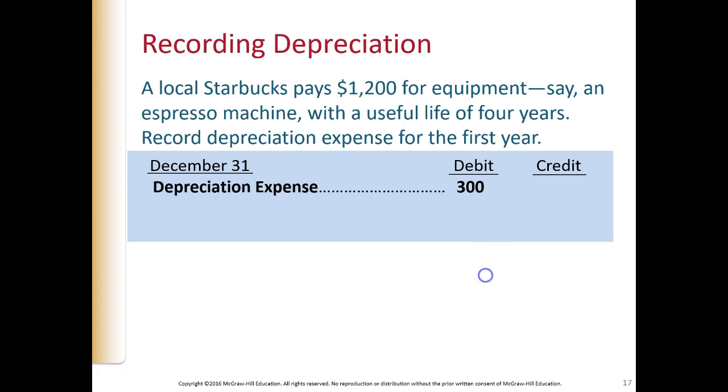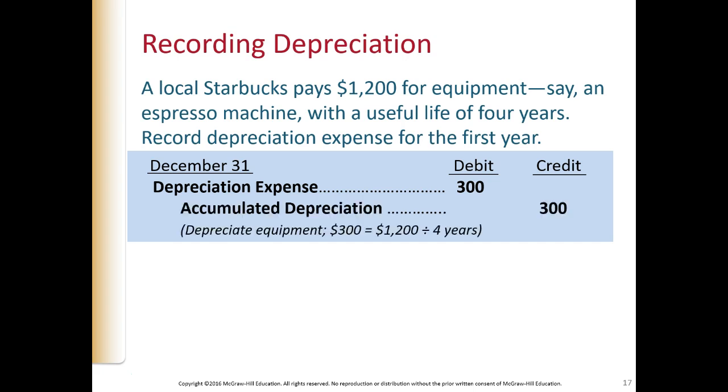To record depreciation, we will debit the depreciation expense account, in this case $300 for the example, and credit an account called accumulated depreciation. Depreciation expense is a regular expense account, shows up in the income statement. Accumulated depreciation is a contra asset account. It shows up in the balance sheet right under the asset that it relates to, like building or equipment, and it is a negative number in the balance sheet. So it's a contra asset account, a negative number on the asset side of the balance sheet.